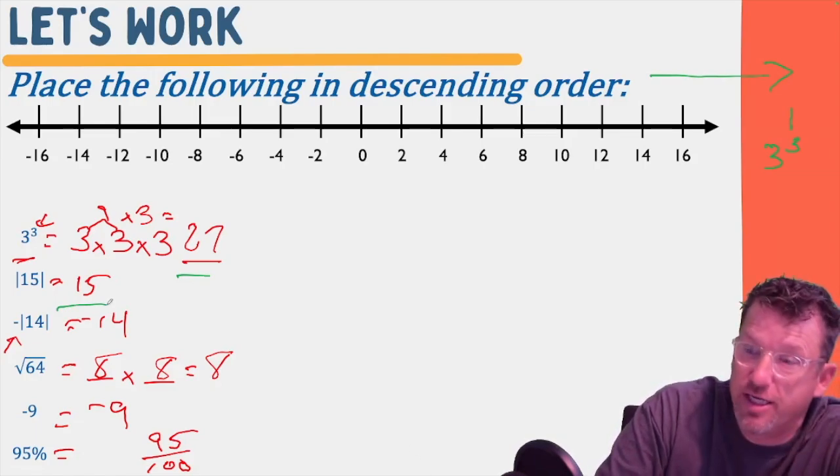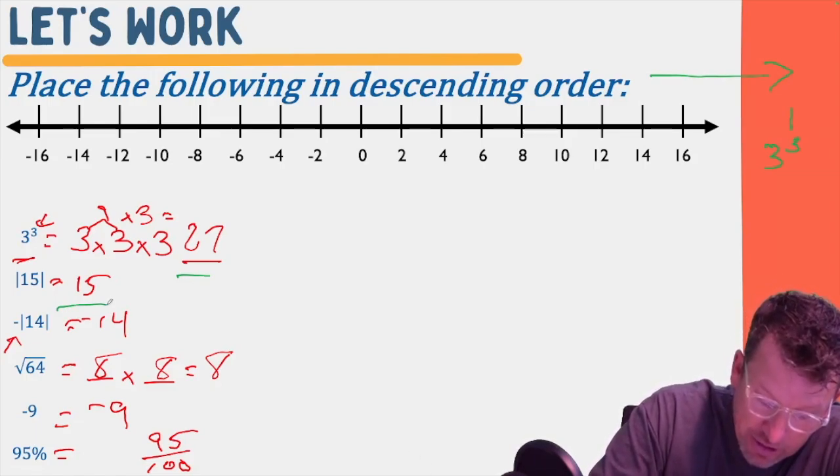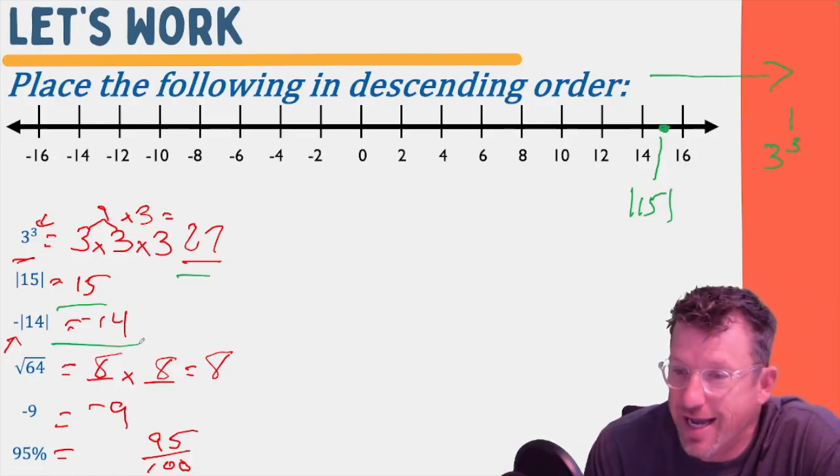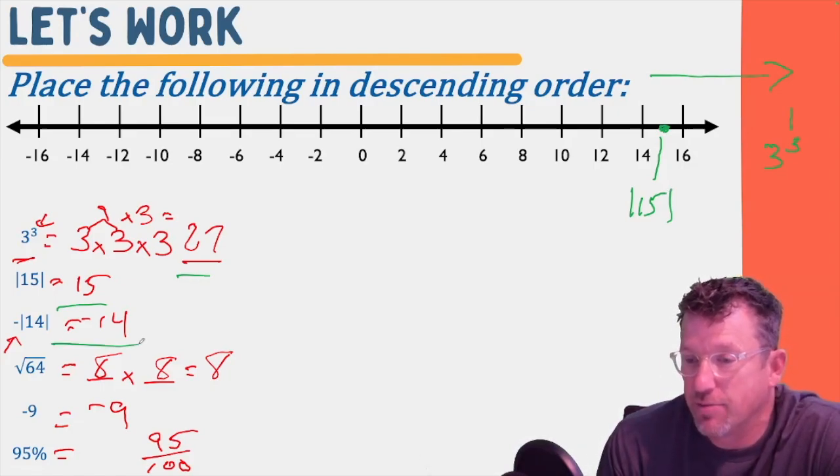So I find where 15 is. I go from 0 and go positive until I hit 15. 15 is directly between 14 and 16. So this would be the absolute value of 15. The next one is the absolute value of negative 4, or the opposite of the absolute value of 14.